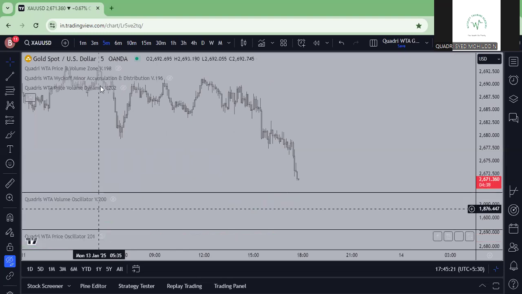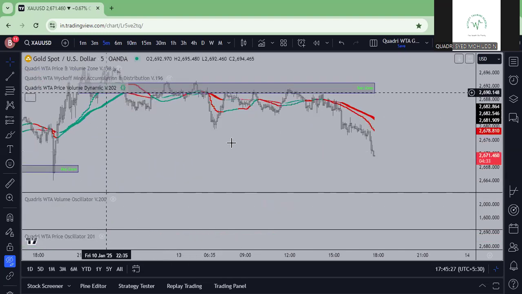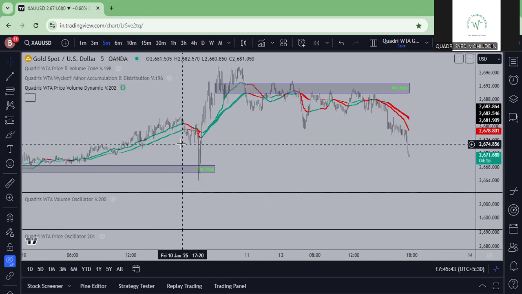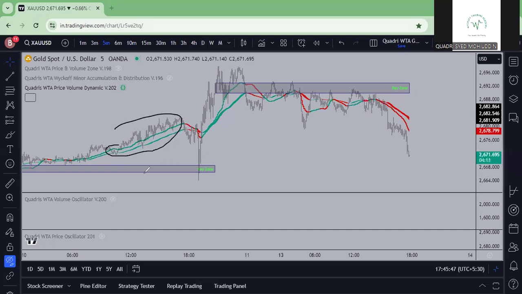Now after this one, I have the 202 version, price volume dynamic. I made two different tools. One is price volume zone and price volume trend, and it will also give you the levels, the key zones.